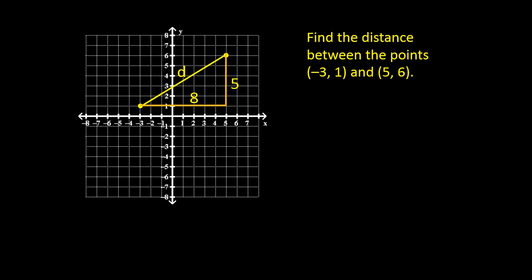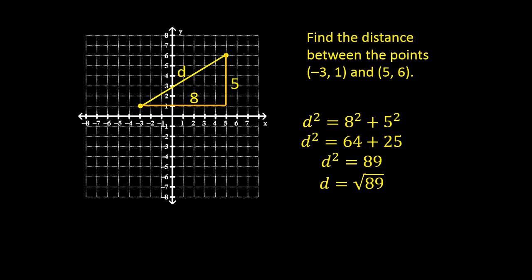Let's call the length of the hypotenuse d. And we know that d squared equals 8 squared plus 5 squared. That's just the Pythagorean theorem. So d squared is 64 plus 25. d squared is 89. d is the square root of 89. So the distance between the points (-3, 1) and (5, 6) is the square root of 89 units.